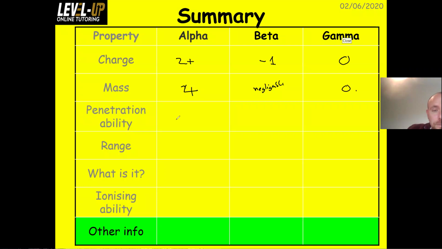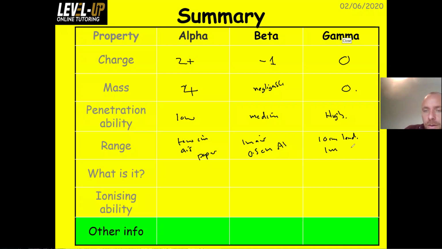Penetrating power: alpha is low, beta medium, gamma high. The range: alpha is roughly a few centimeters of air or one piece of paper. Beta, maybe a meter of air or 0.5 to 1 centimeter of aluminium. Gamma radiation can go through 10 centimeters of lead or 1 meter of concrete.